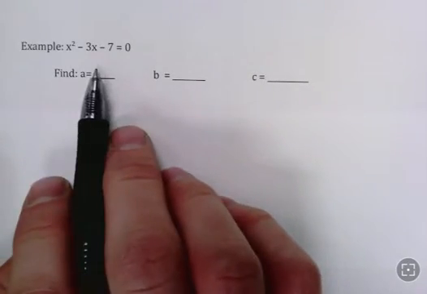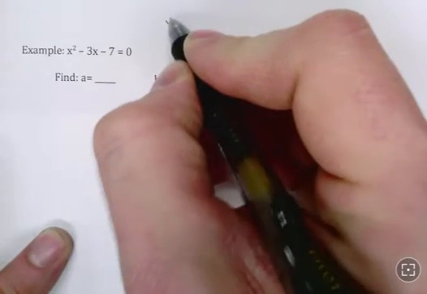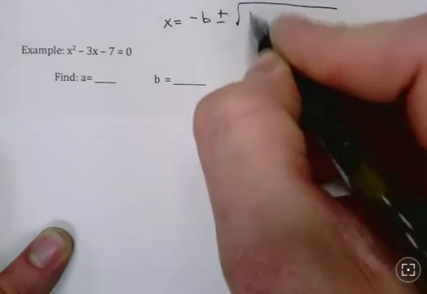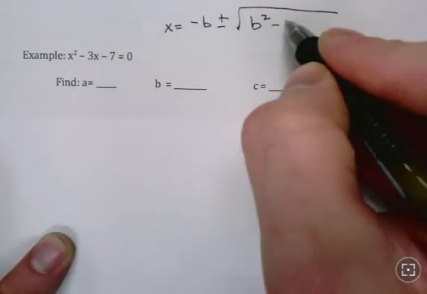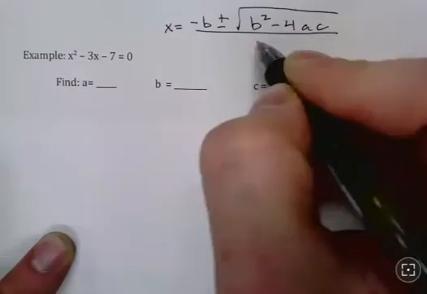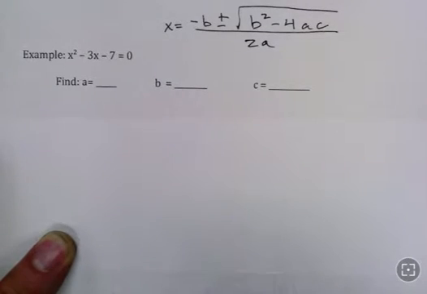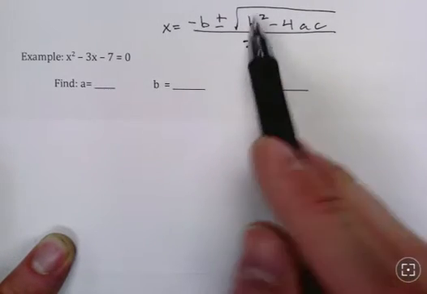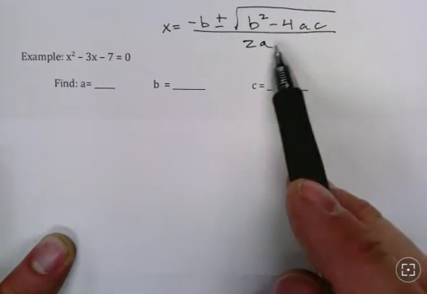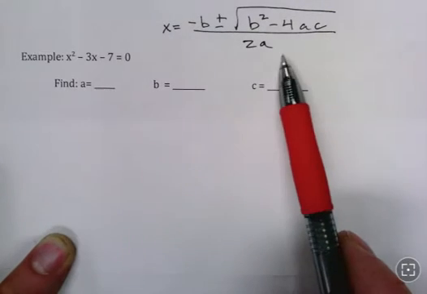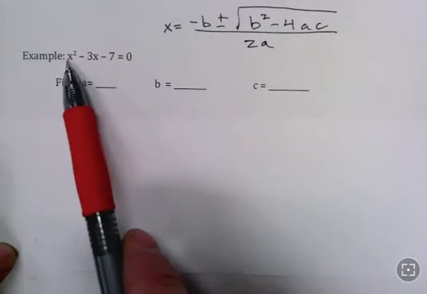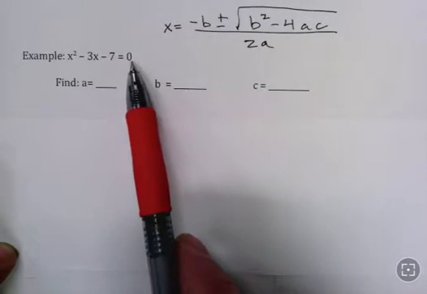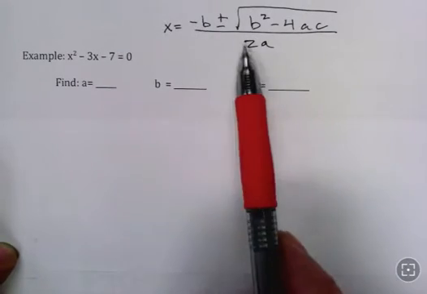It can't be factored, but it can be solved by using your quadratic formula, which is the opposite of b plus or minus the square root of b squared minus 4ac all over 2a. That should be in the top part of your notes when you're working through these examples. Again, this only works when something is written in standard form, which this is. This is x squared minus 3x minus 7 equal to 0. So it's got to equal 0 in order to use this quadratic formula.